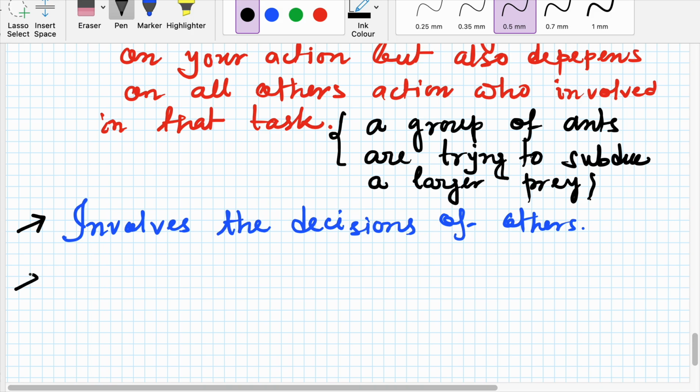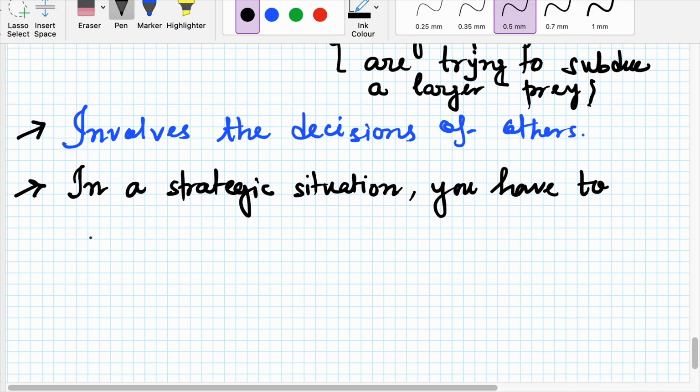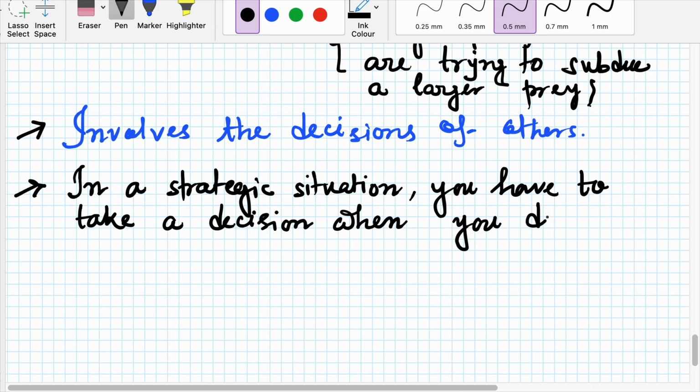Now think about a situation where, in a strategic situation, you have to take a decision when you don't know the action of others.